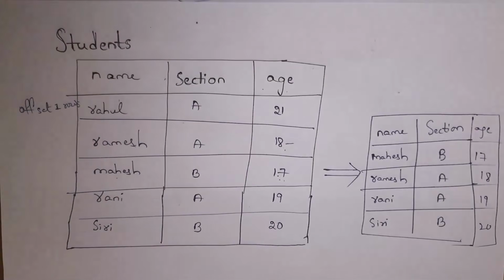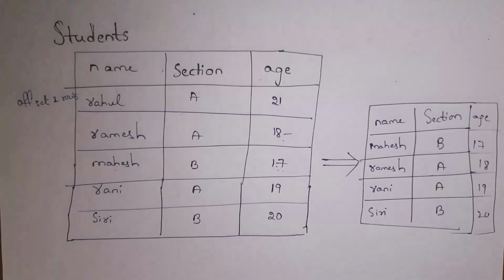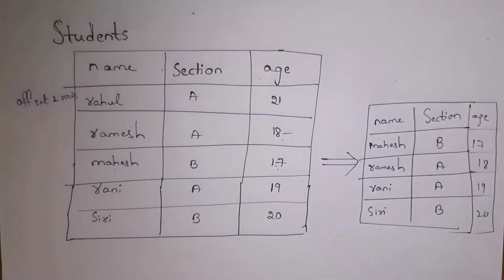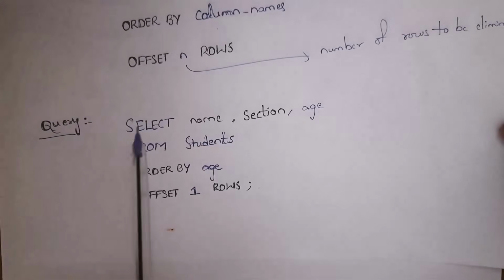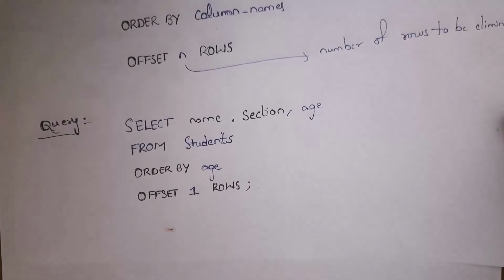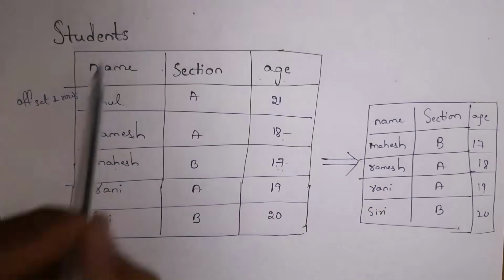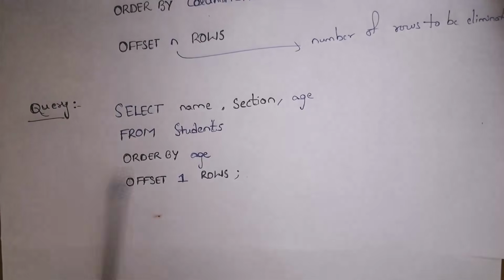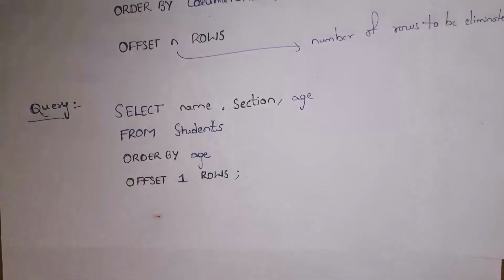I will write a query for this. I want to print 3 columns. One column name is name. Next column name is section. And next column name is age. All these columns are present in the students table. So at first you need to write select name column, comma section, comma age from students. And next, I want to arrange this table from small age to big. Here you need to use order by. So just write here order by age. So it will arrange this table in order according to age.